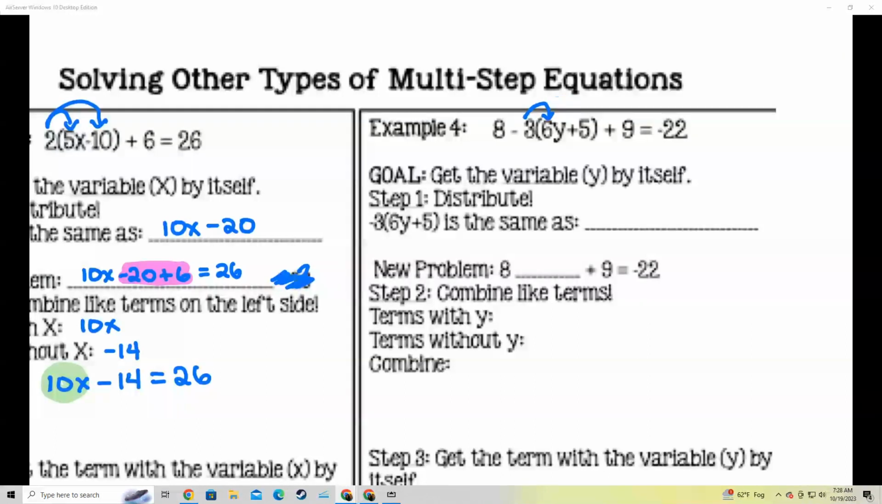Let me go ahead and erase that and do it one more time. I'm going to take that negative 3 and I'm going to multiply it by 6y. What I end up with is negative 18y. Then I'm going to take that negative 3 and I'm going to multiply it by the 5.